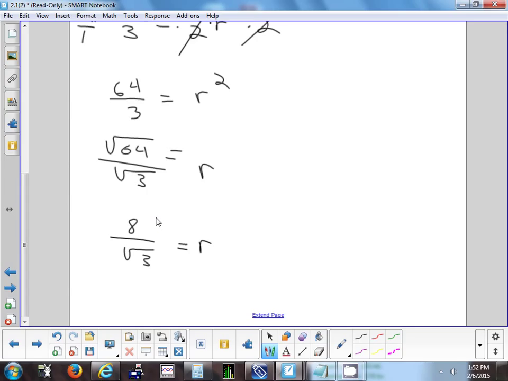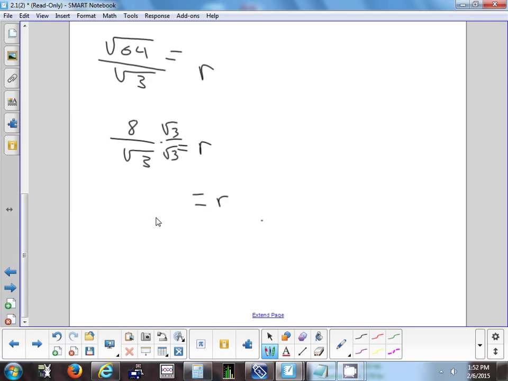We talked about this earlier. What's wrong with that? It's got a square root in the denominator. What do you multiply by to fix that? Square root of 3? Yep. Over square root of 3. So now for my final answer, I get 8 square root 3. And the square root of 3 times the square root of 3, that's the square root of 9, or 3.